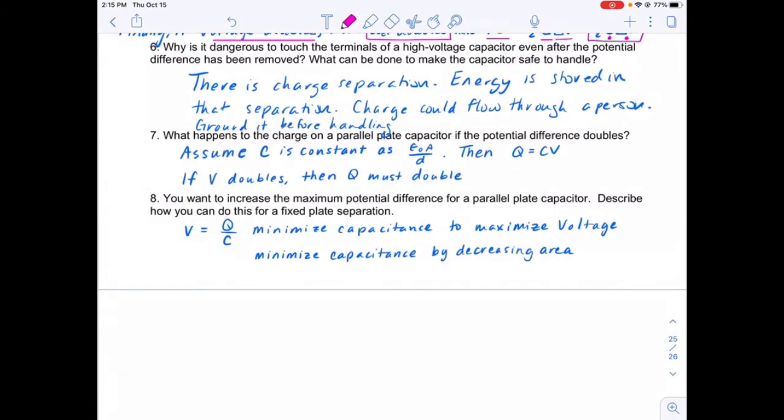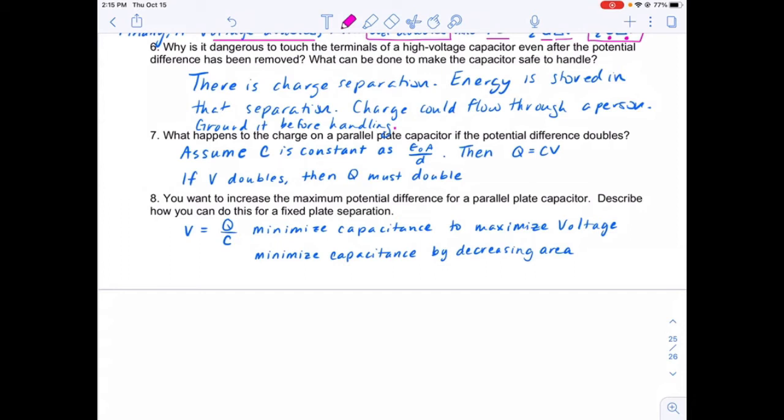Question 6, why is it dangerous to touch the terminals of a high voltage capacitor even after the potential difference has been removed? What can be done to make the capacitor safe to handle? There's a charge separation, and there's energy stored in that separation, and we don't want the charges to flow through a person. So what we would want to do is ground it before handling. I'll have to post a video of somebody working on a guitar amplifier. People who work on guitar amplifiers have to be very careful because the capacitors go up to hundreds of volts, and they have to ground them before they work.